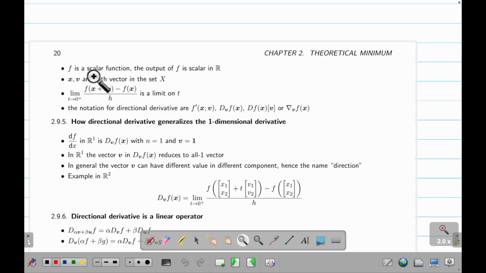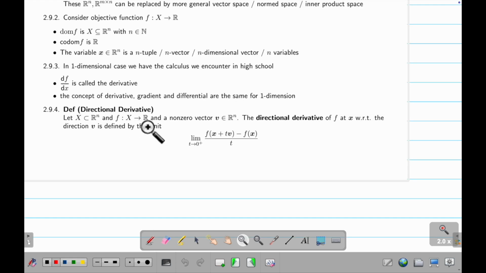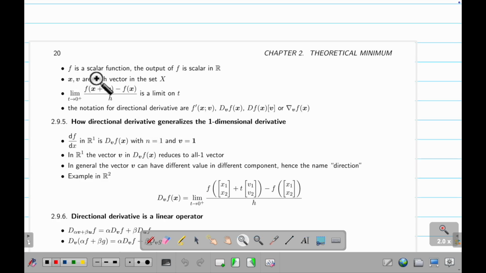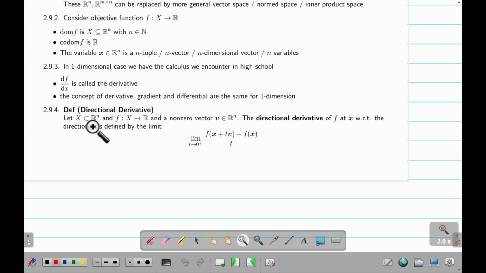This f is a scalar function. That means the output of f is in R. We will later talk about what happens if the output is a matrix or a vector. For now the output of f is a scalar. x and v are both vectors in the set X, that is, x and v are in the domain. So the domain is X.